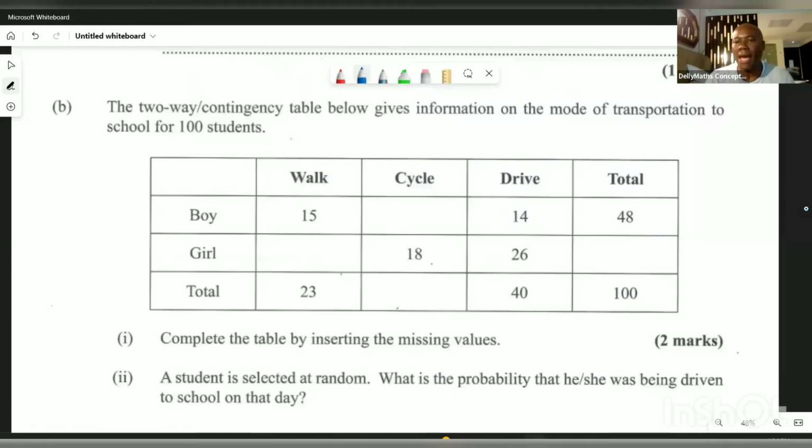So if I know that the total for the walk column is 23 and I have 15, then I simply say, guess what? For this spot, it has to be 23 minus the 15, right?